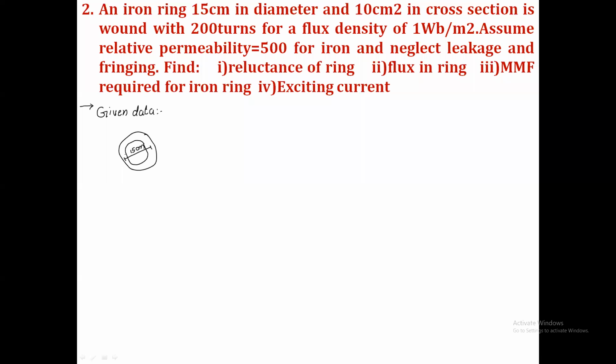So what can you calculate by using this diameter? The circumference of that ring. Is it right? Or the length of that ring, you can calculate it. 10 centimeters square in cross section. Now this iron ring has an area of cross section A. So here I can write D is equal to 15 centimeter. D stands for diameter of the ring. A is equal to 10 centimeters square.